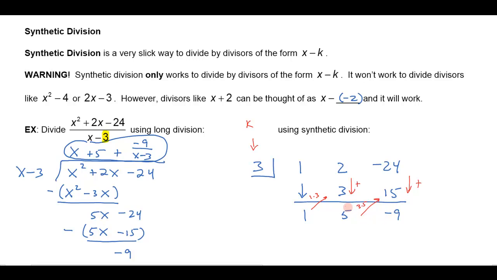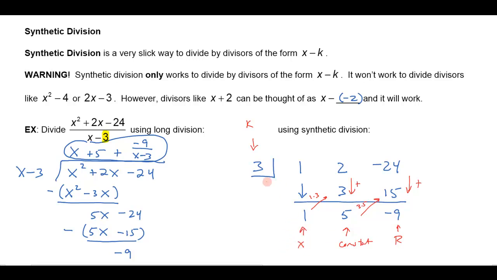Now what you'll notice is these numbers that I have here are exactly the coefficients of my answer. The negative 9 right here is going to be your remainder, okay? And then this number right here is your constant term. And then the next one is your x term.